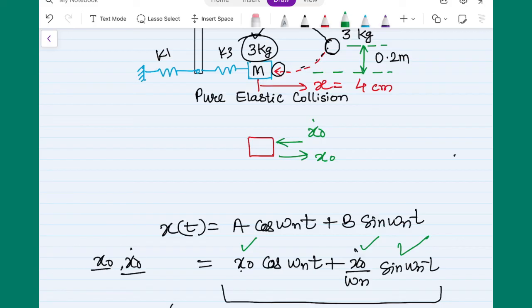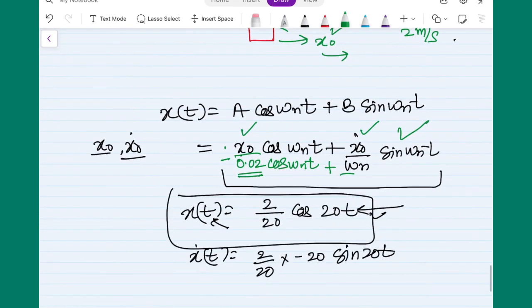If you consider the left direction as positive, the right direction will be negative, or if the displacement is positive, your velocity will be negative, and you have to put both values. So if I have a 4 centimeter input as well as a 2 meter per second input, my equation will have minus 0.02 cos omega nt, because this is the displacement, and then I will put plus whatever value I have in this expression.